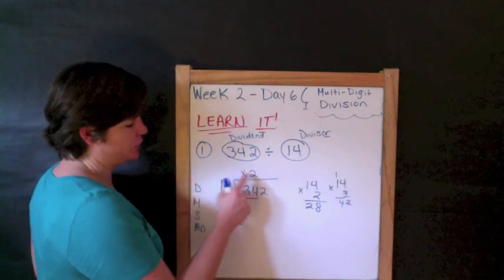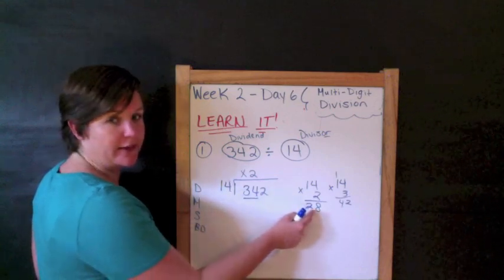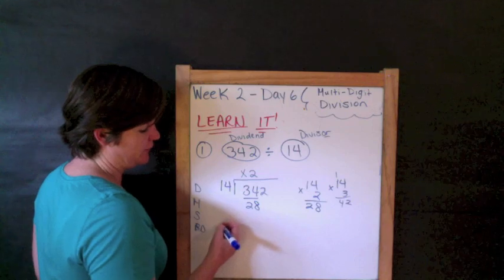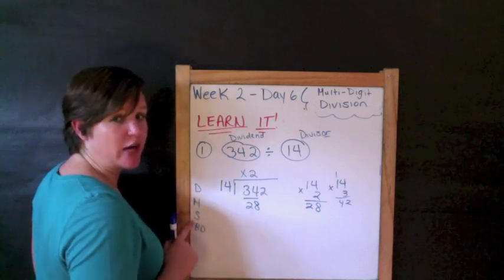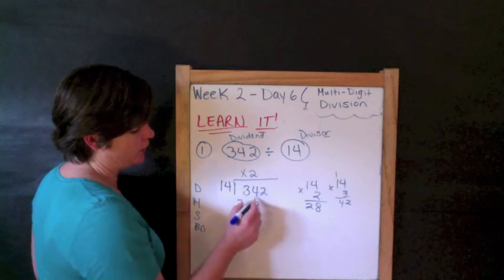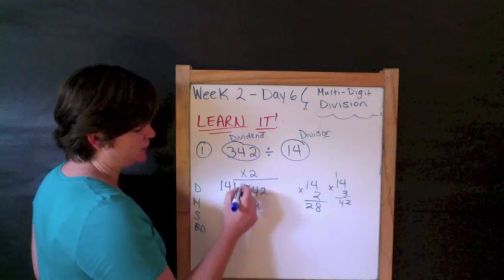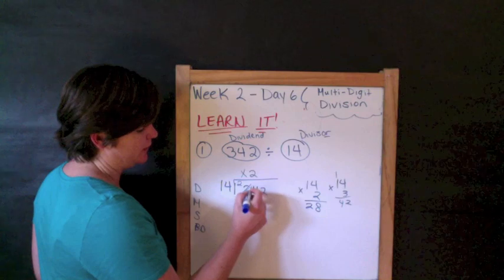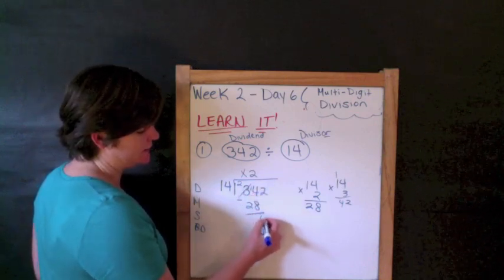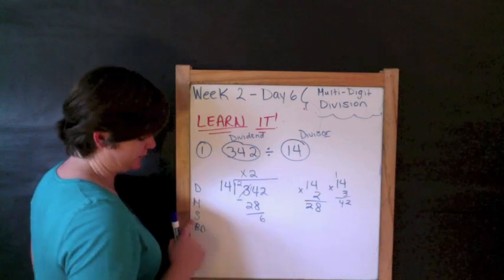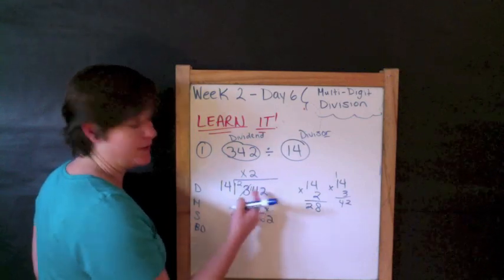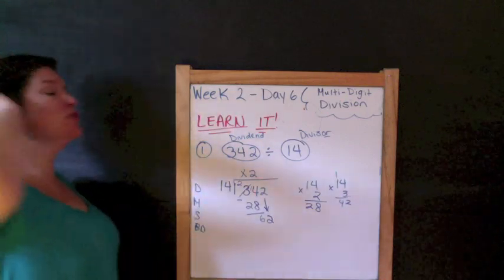Now I multiply 2 times 14. I've already done it right there. It is 28. I write it just underneath 34. And now I am subtracting 34 minus 28. So 4 minus 8, I cannot do that, so I need to regroup. That becomes a 14. 14 minus 8 is 6. 2 minus 2 is nothing, so I subtracted. I'm going to bring down the next digit in my dividend, which is a 2.